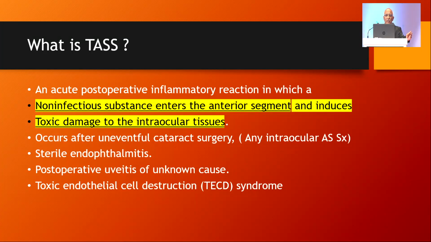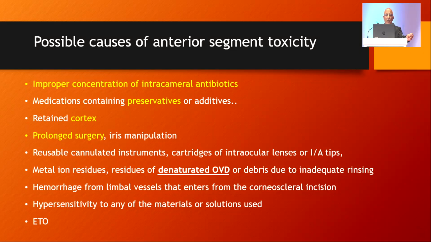So we already mentioned the definition: a non-infectious substance entering the anterior segment and inducing toxic damage to the intraocular tissues. What are these? I'm just going to list the things that we normally use in cataract surgery. Apart from that, the concentration of intracameral antibiotics that we usually give at the end of surgery is also important, and medications that contain preservatives. So I think that can also lead to this postoperative inflammation.